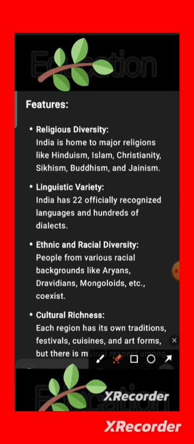Unity in diversity. This phrase beautifully describes the Indian way of life. Despite all the differences, whether in food, dress, festival, customs or belief, Indians live together as one nation. For example, in the south, people speak Tamil, Telugu, Malayalam or Kannada. In the north, they speak Hindi, Punjabi or Urdu.